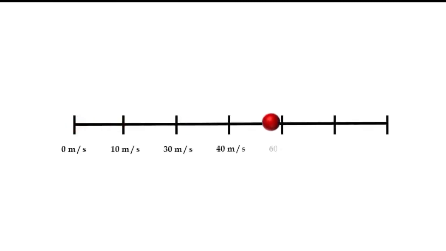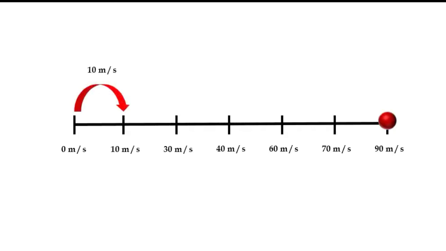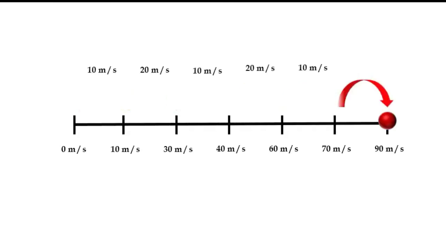So in this case, the ball is moving, but its velocity is continuously changing. 0 to 10, 10 to 30, 30 to 40, 40 to 60, 60 to 70, 70 to 90. So in this case, from 0 to 10, the velocity change is 10. 10 to 30, velocity change is 20. 30 to 40, velocity change is 10. Next, 20, 10, 20. So like this, the velocity always changes by unequal values.